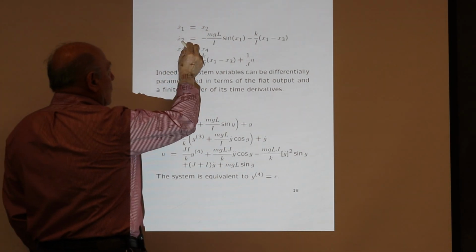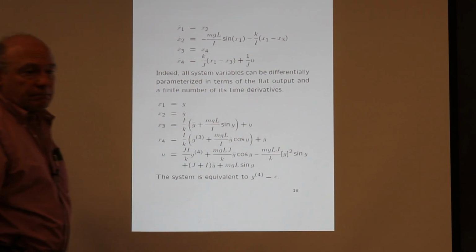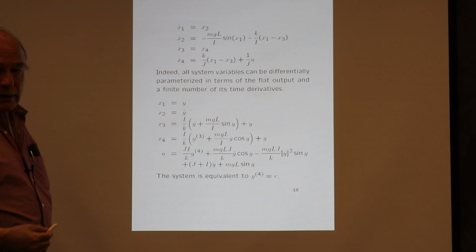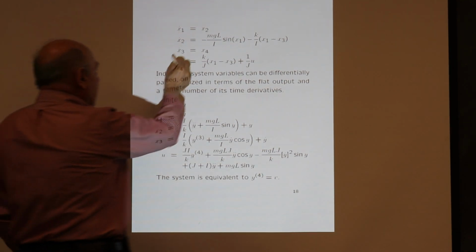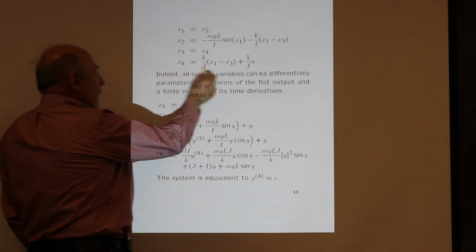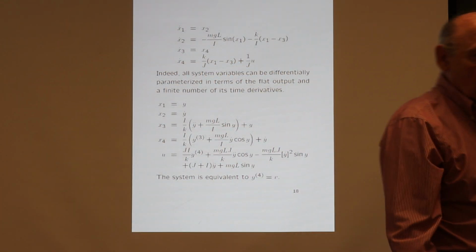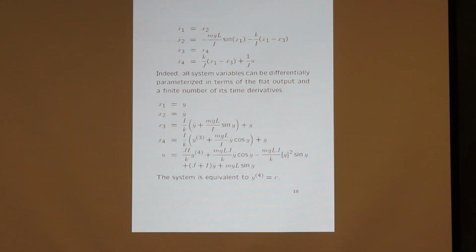If I know x2, I already know x1, I can find x3, in terms of things that I know, which is x1 and x1 dot. Now that I know x3, I can know x4. And if I know x4, I can solve for u. So the flat output is x1. And that's found by inspection.